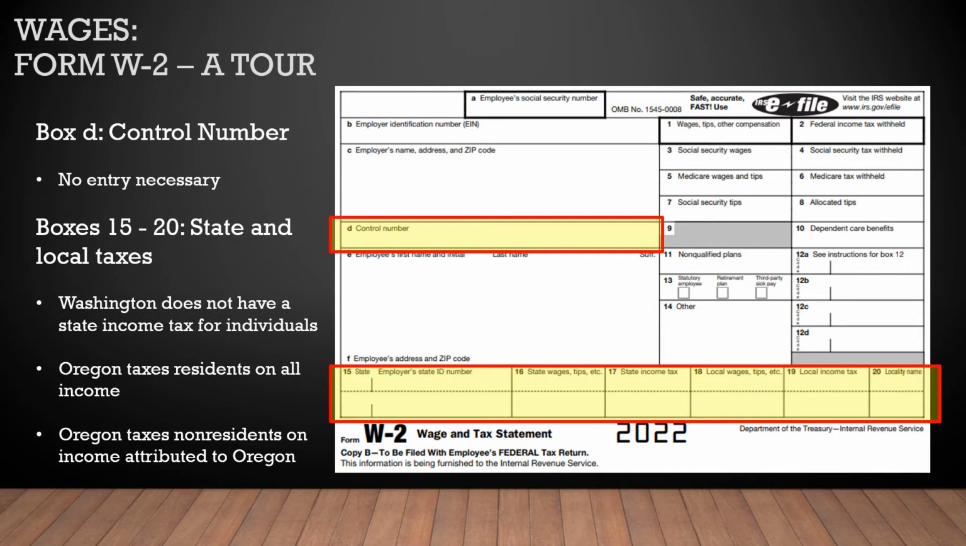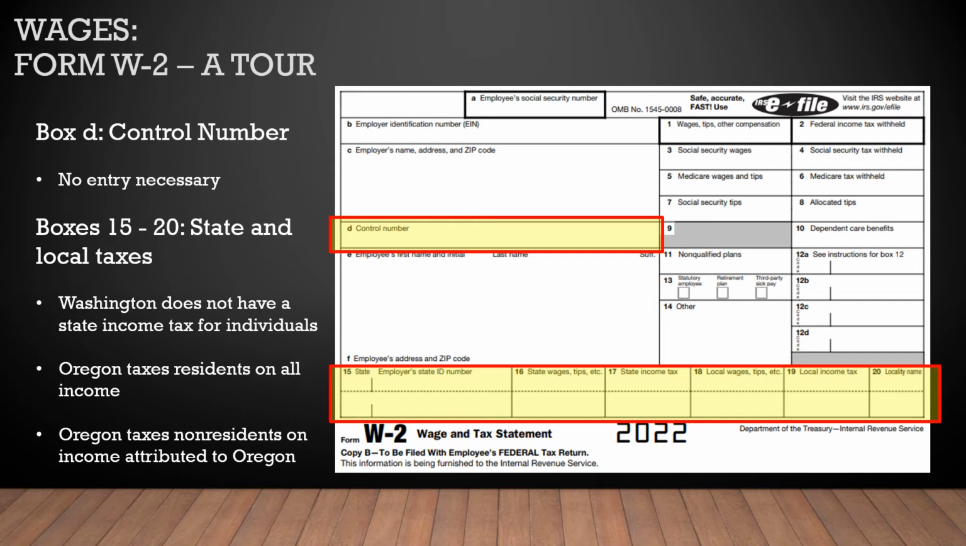Box D is for control number, and this is one of just a couple of exceptions where you do not need to enter it into the return preparation software. It is a number generated by a company's payroll system, and it is used when taxpayers import W-2 information digitally directly from their employer. Our process uses you to enter the information into the return, so you do not need to enter this number into the software.